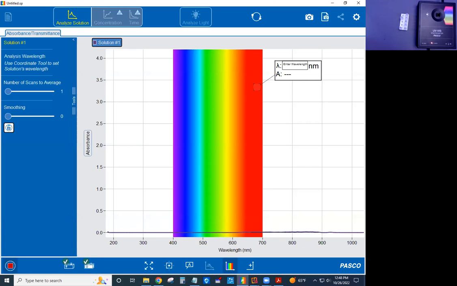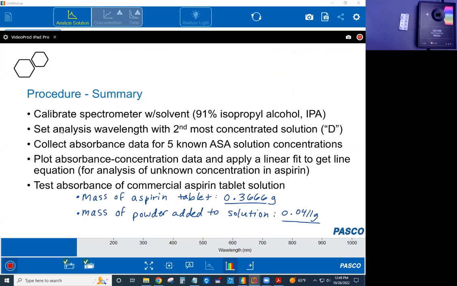Now the next step, let me bring back the directions. So I've done step 1 here. Step 2, the next bullet, set the analysis wavelength with the second most concentrated solution. In this case, letter D is the second most concentrated solution.